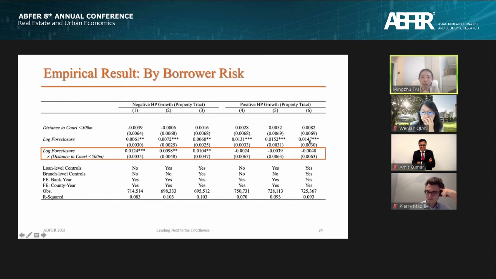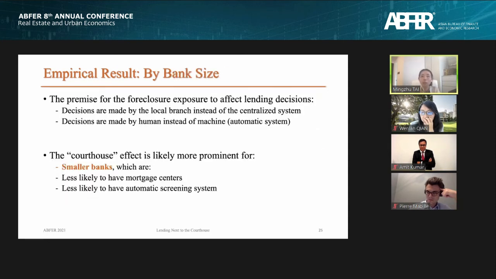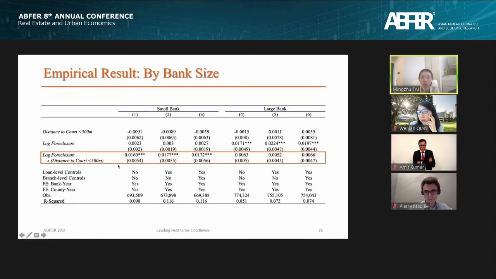Furthermore, as we just said, in order for such a micro-level behavior channel to work, we have to make sure that the lending decisions are indeed made by human beings who are in the local branches. So this is more likely to happen for smaller banks. And for large banks, they can use automatic systems, and all the screening process can happen in some mortgage centers, which is far away. As a result, we find that this higher sensitivity to the county-wide foreclosure by the treated branches is mainly observed among the smaller banks, which is again consistent with our prior.